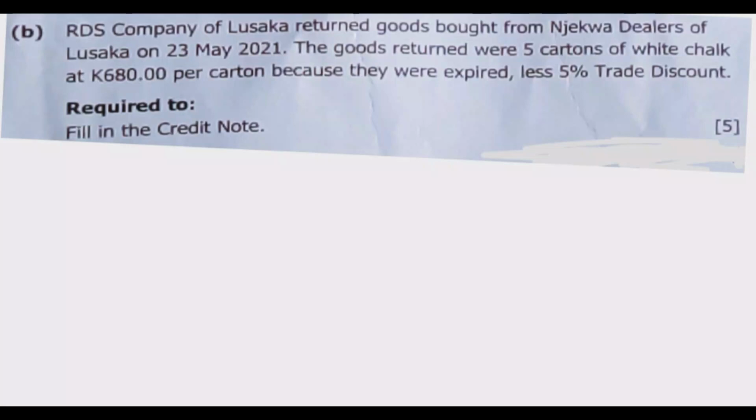Question 2b is as follows. RDS Company of Lusaka returned goods bought from Njekwa dealers of Lusaka on 23rd May 2021. The goods returned were 5 cartons of white chalk at 680 kwacha per carton because they were expired, less 5% trade discount. Okay, so we are required to fill in the credit note.